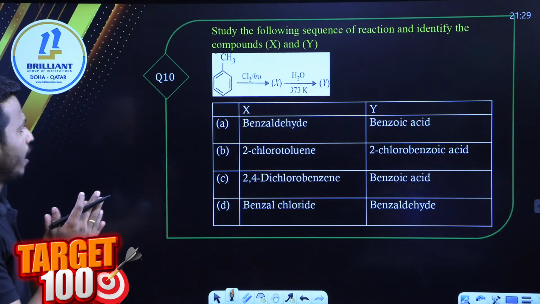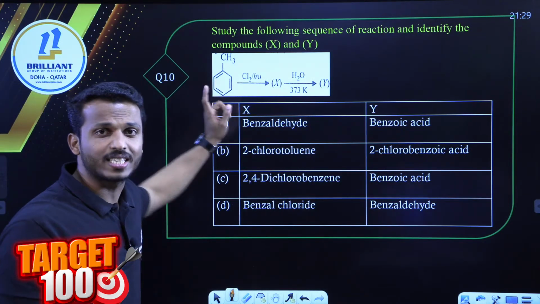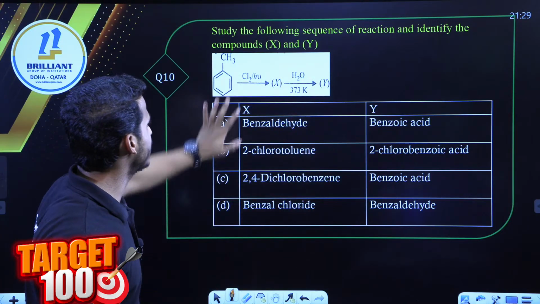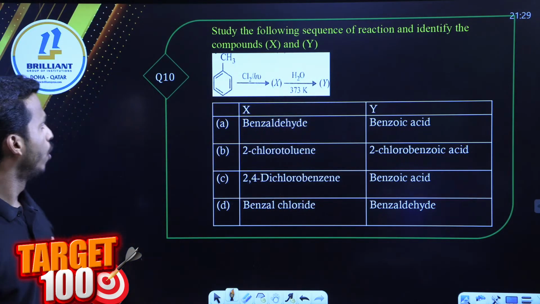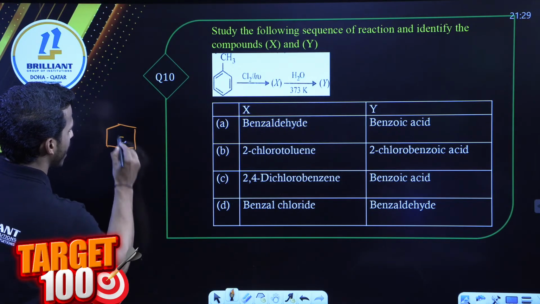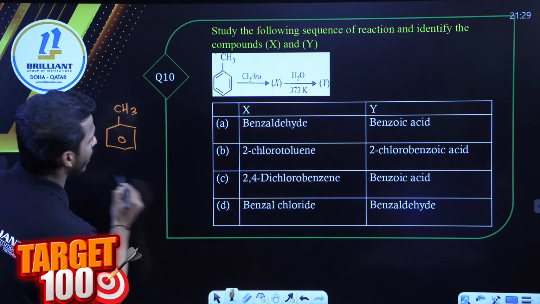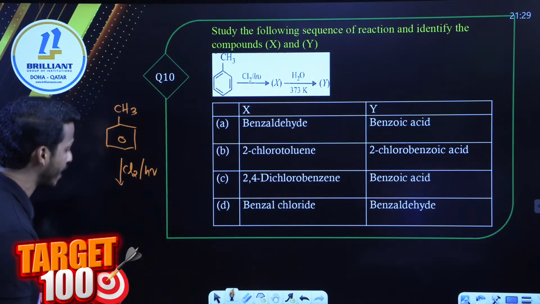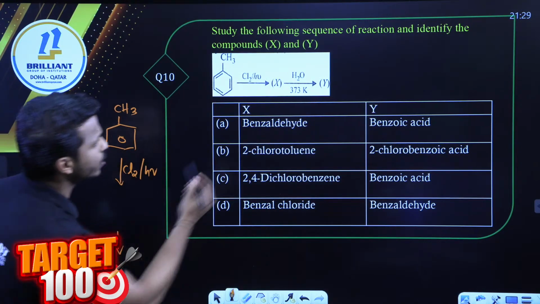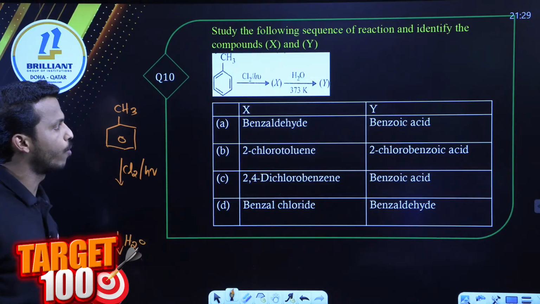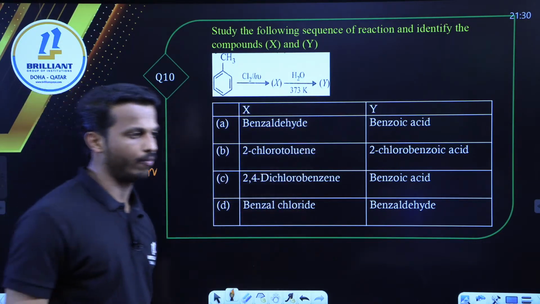Next question. Dear all, you can see this is an NCERT question, an NCERT reaction. What are X and Y? Hope you can see. The starting material is toluene. When toluene is treated with chlorine in the presence of light, a substitution reaction, you will get a compound. That on treatment with water and heating gives another compound. Those are the compounds X and Y. I'm waiting for your answer.